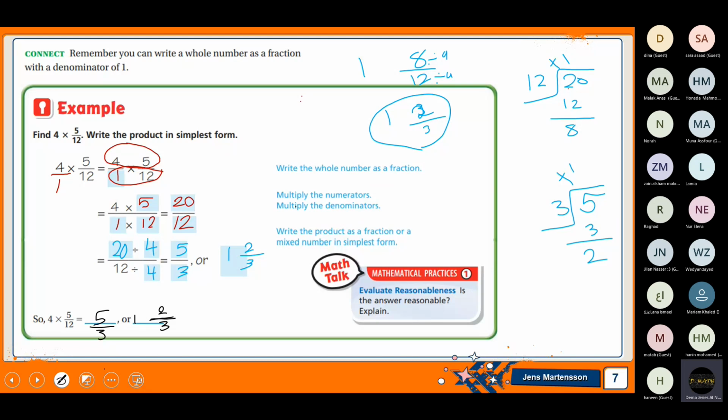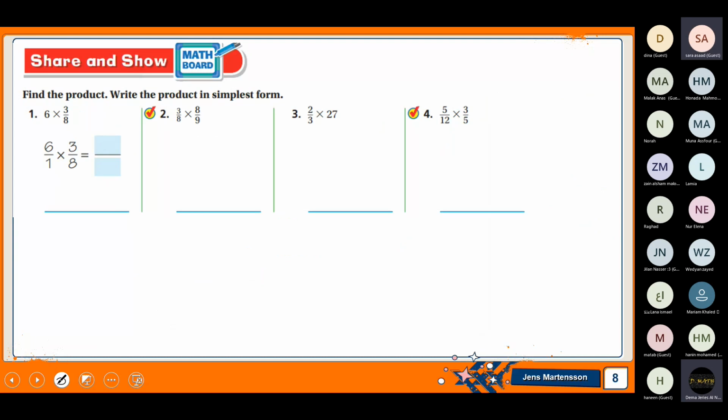Did you finish? Yes, teacher. Okay. Now let's go to the example here. Who said that she didn't understand? Me, Hanin. Yes, Hanin. Number one. Here, what do we have?